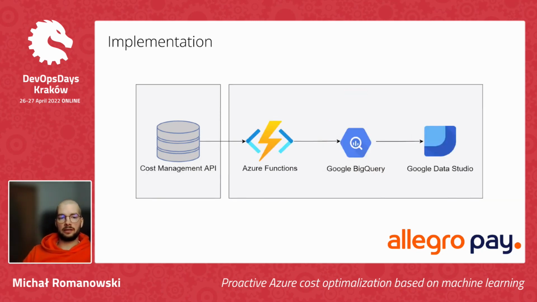How are we planning to implement that? Obviously, the API is the cost management API that I've already mentioned. As a compute unit, we chose Azure Functions because we've already written a couple of them, and we know they cost very little and are quite easy to implement. And as storage and dashboarding solutions, we chose products from a different cloud provider, which is Google Cloud Platform. And the reason behind that choice will be explained later in my presentation.